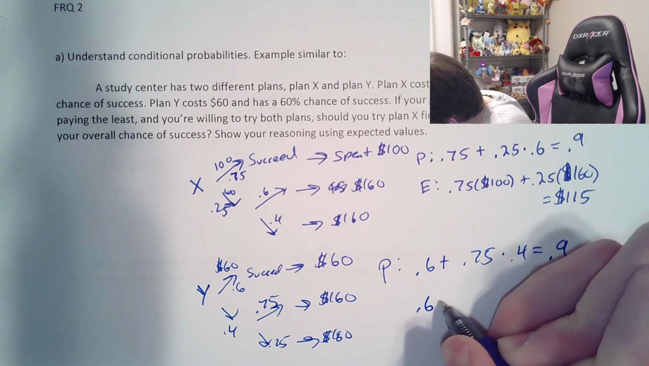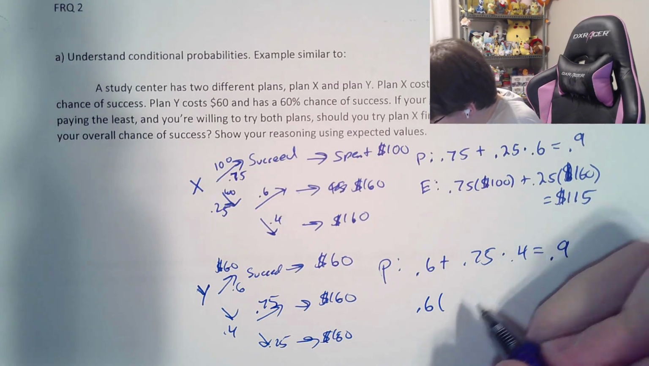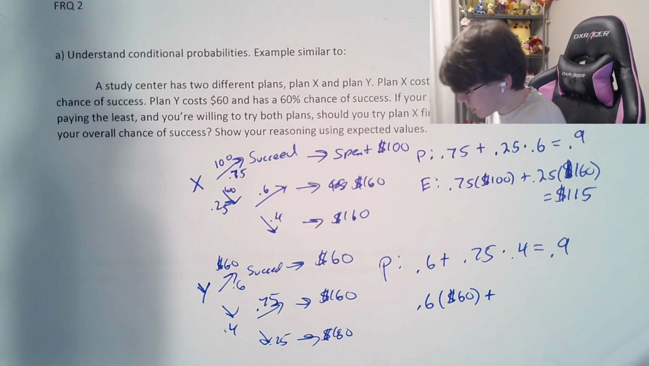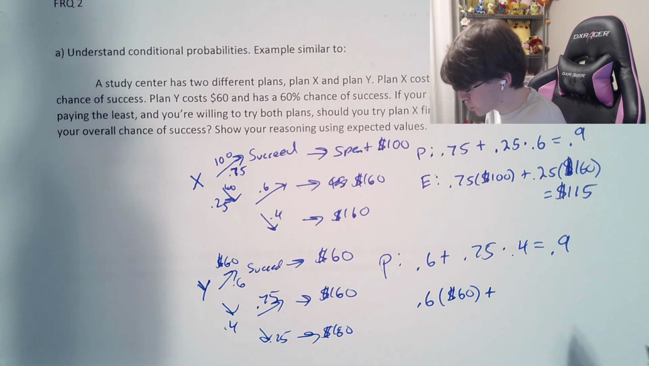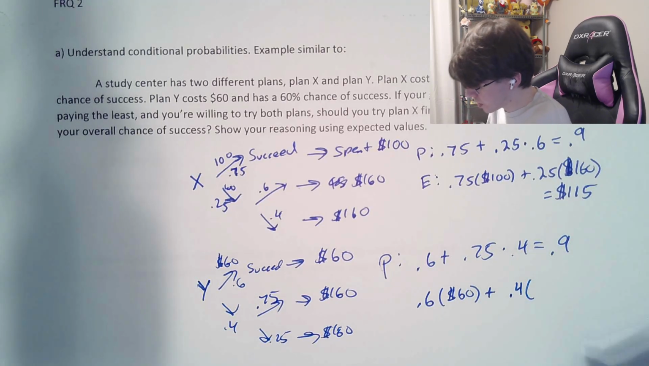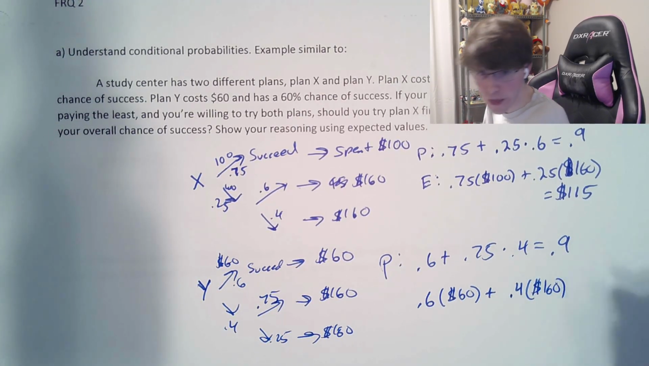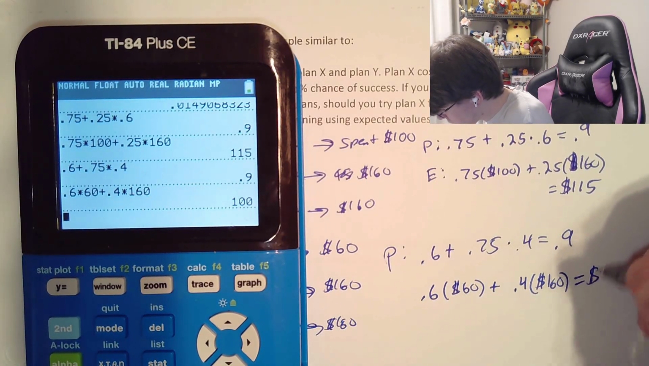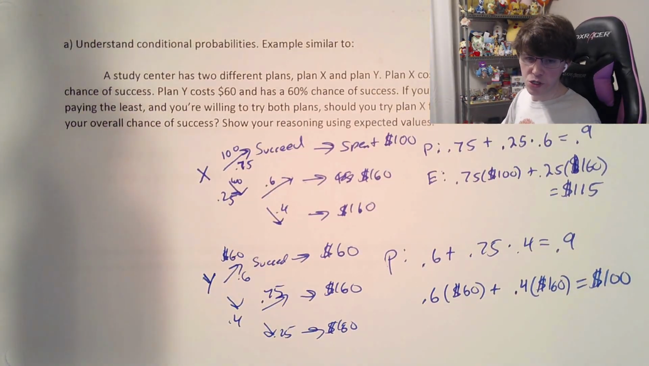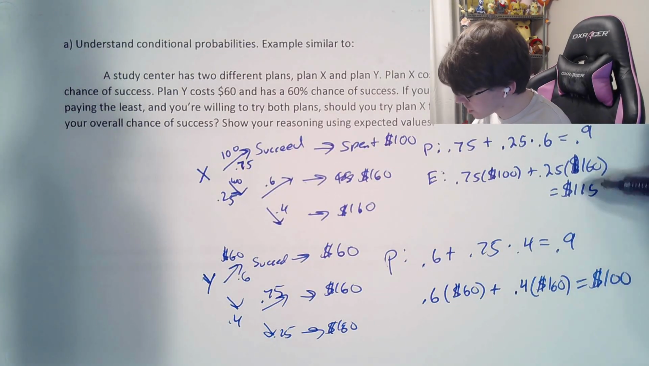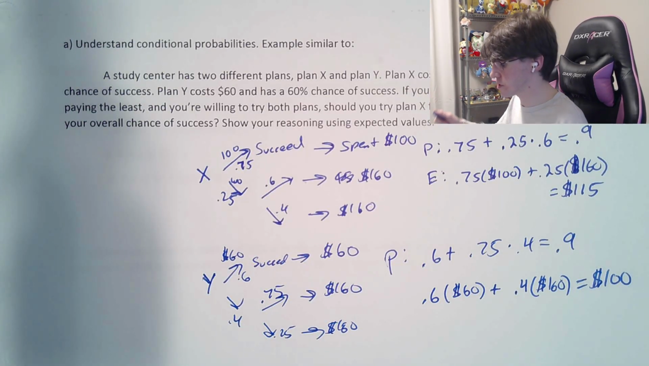So 0.6 of the time you will succeed immediately, and you will end up spending $60, and then you'll be adding that to some portion of the time, specifically 0.4 of the time, when you're going to be spending $160. So let's see, is there a difference? 0.6 times the 60 plus 0.4 times the 160, and you can see this way you're going to spend $100 on average, which is interesting. So either way, you have a 90% chance of success, but Plan X first costs $115 and Plan Y first costs you $100.